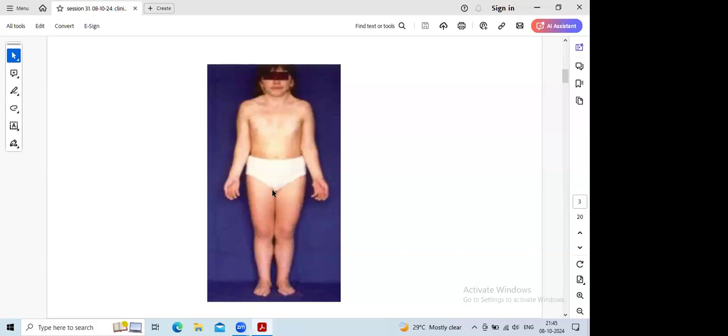I would like to check the saturations. I would like to take a chest X-ray. I would like to take an ECG. I would like to involve a cardiologist. And what findings do you expect in the chest X-ray if in case there is an uncorrected congenital heart disease?